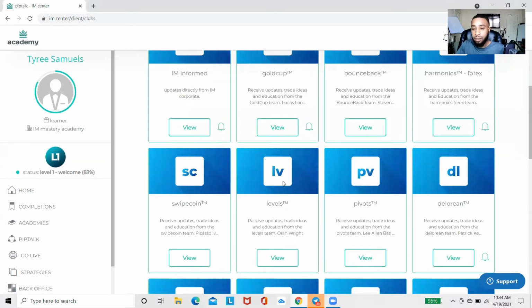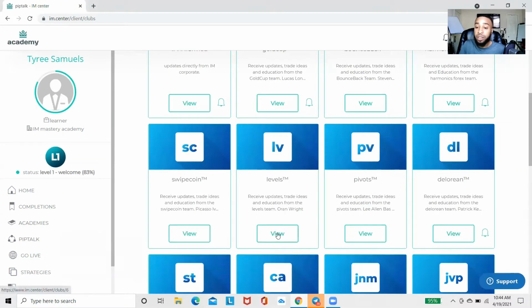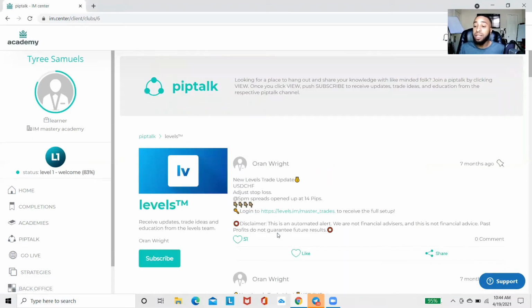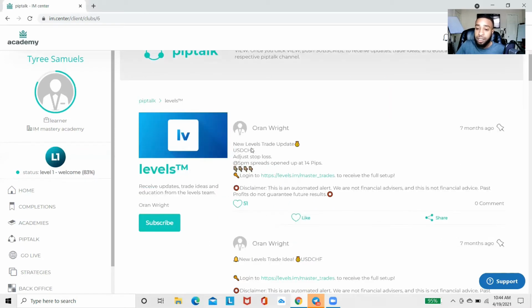If you scroll down a little bit, you're going to see Levels right here: receive updates, trade ideas, and education from the Levels team. Whenever they say Levels team, I'm going to be 100% honest with you, this may be one of the only products that literally has one educator. Now, what I want y'all to focus on is that Levels gives you the alerts, but it's not going to give you the actual parameters for the trade idea.